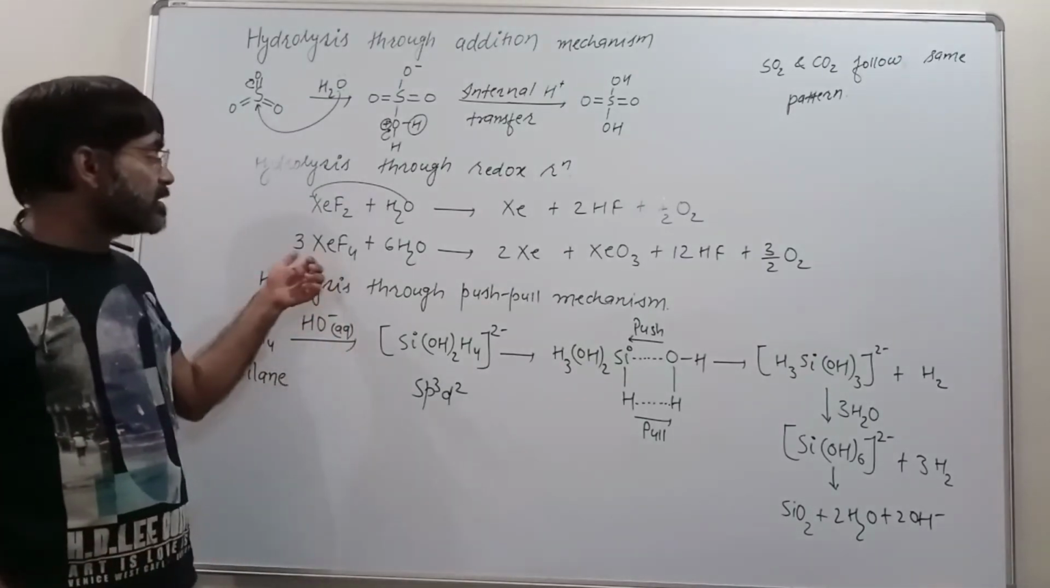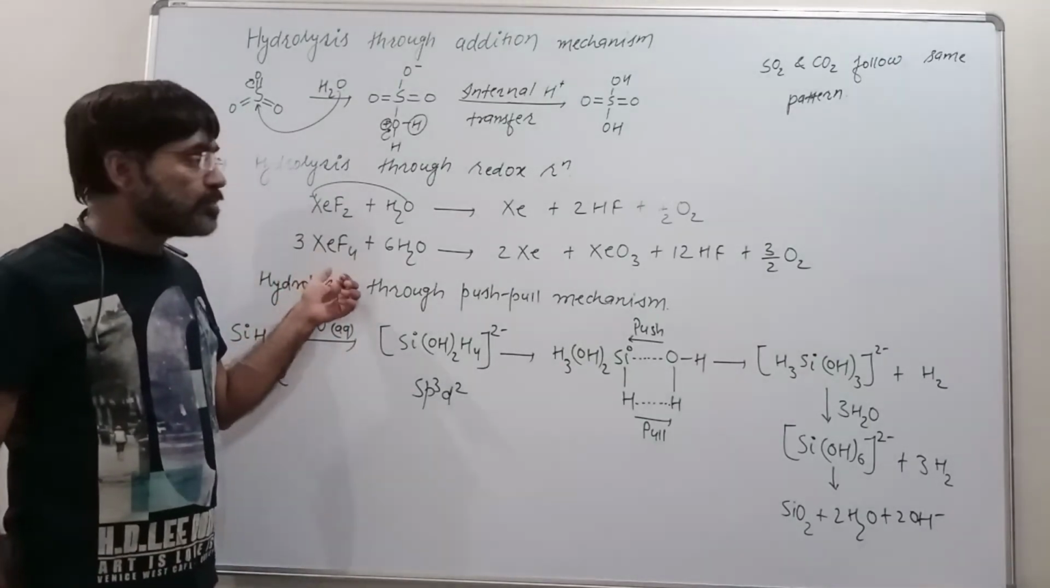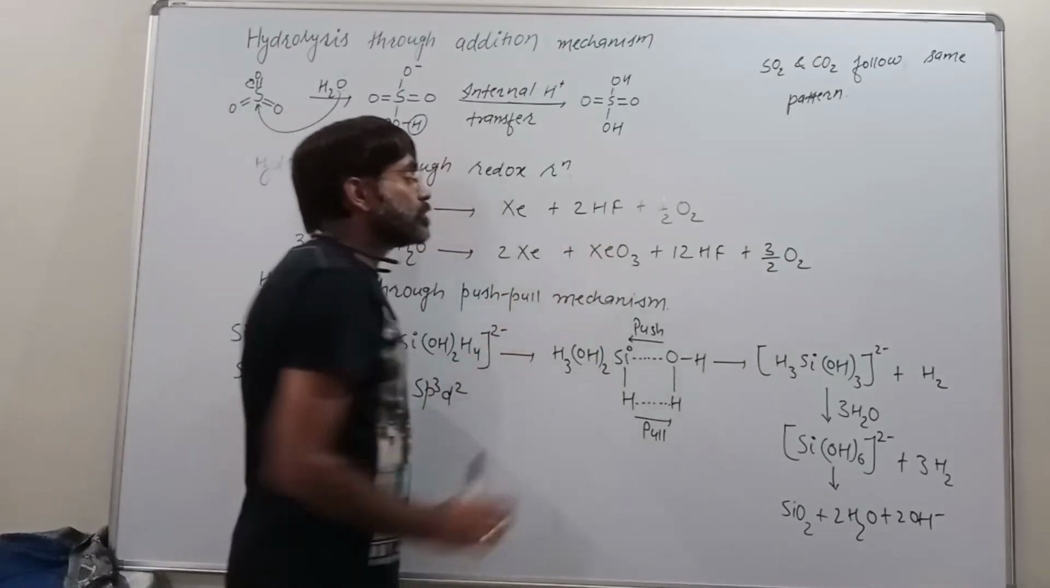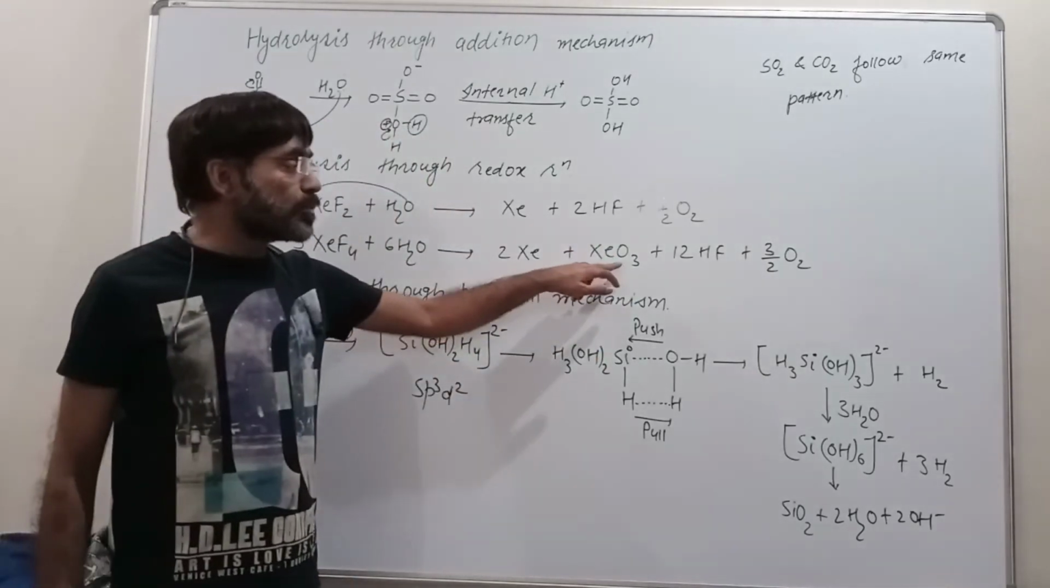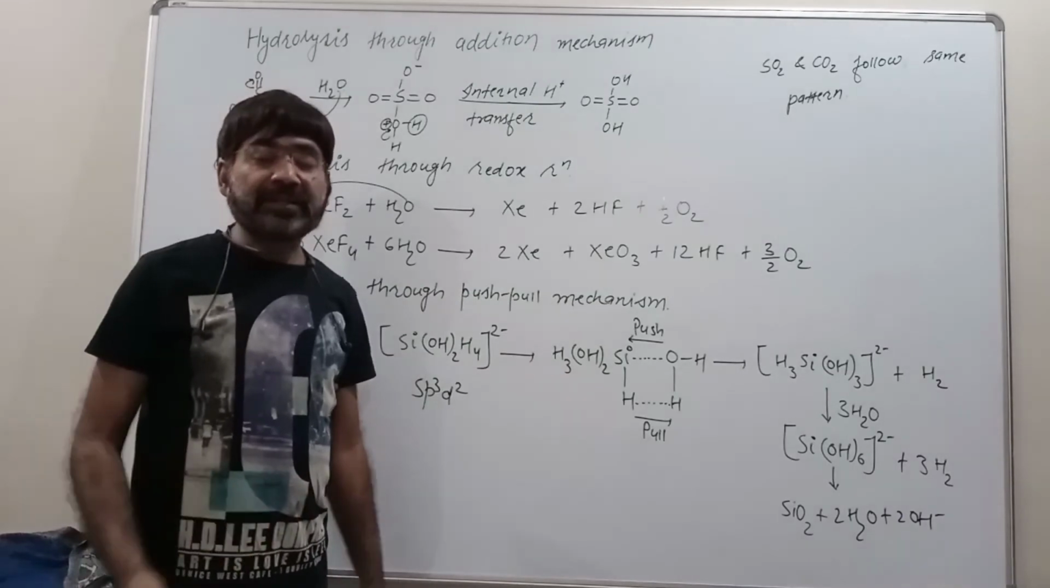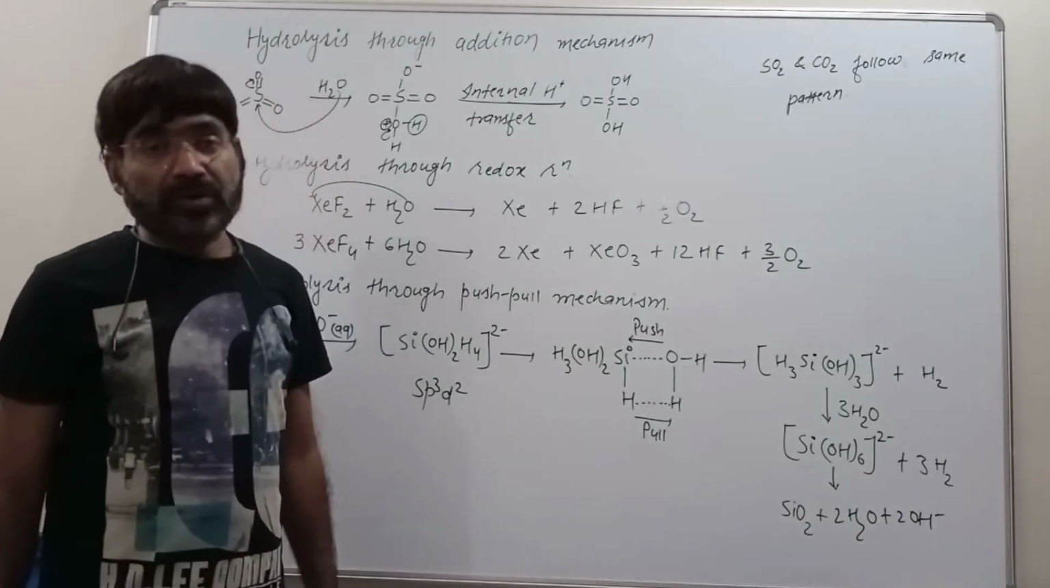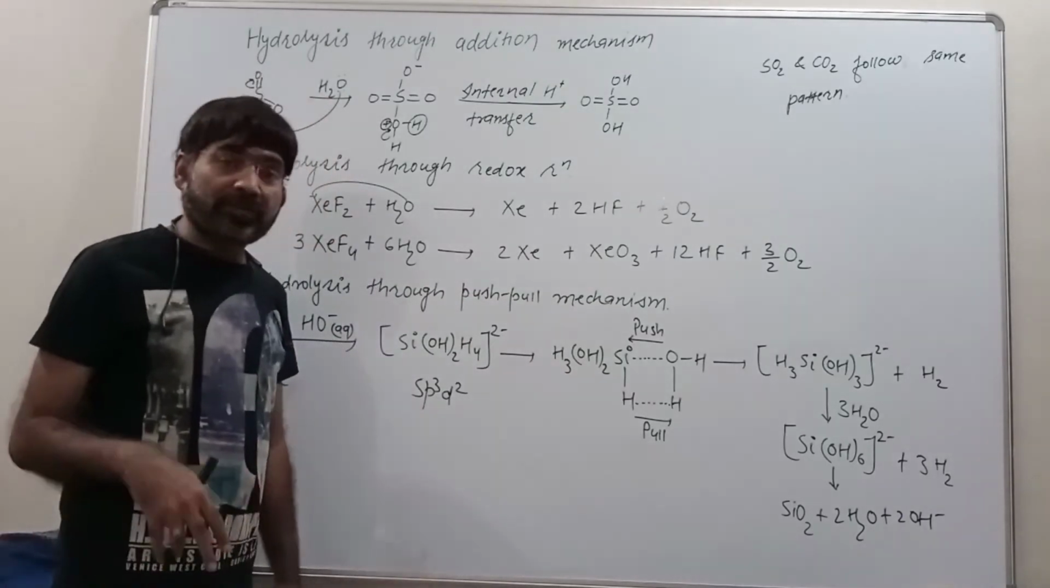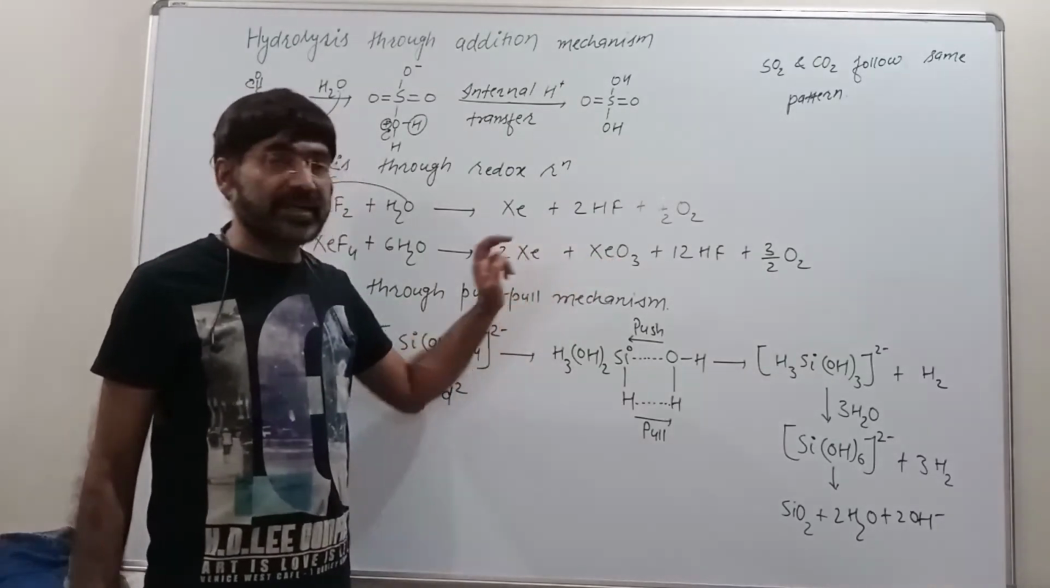The same happens in the case of XeF4. But here we find XeO3 as an additional product. In this product, xenon and oxygen are connected to each other through a pi bond. They are connected through a double bond, and that is why this compound is quite stable.